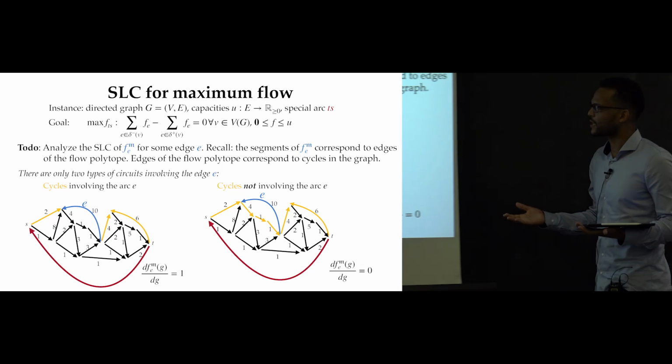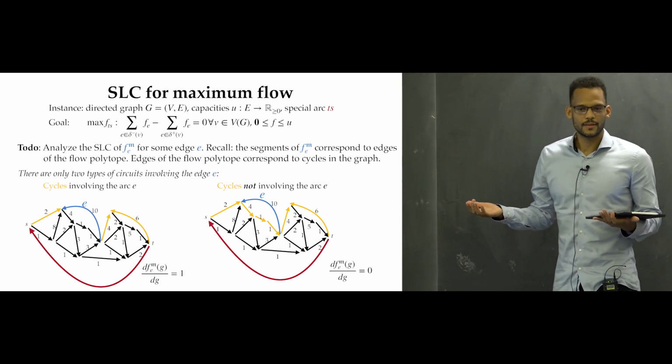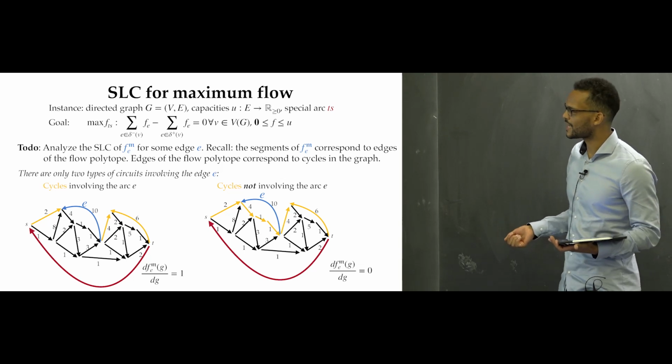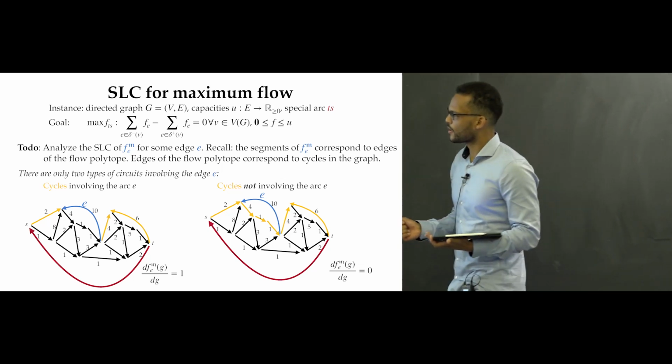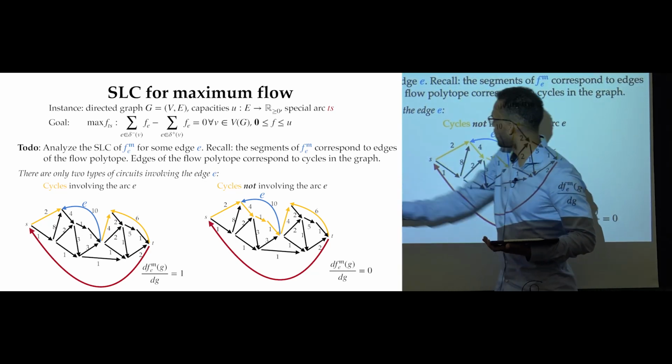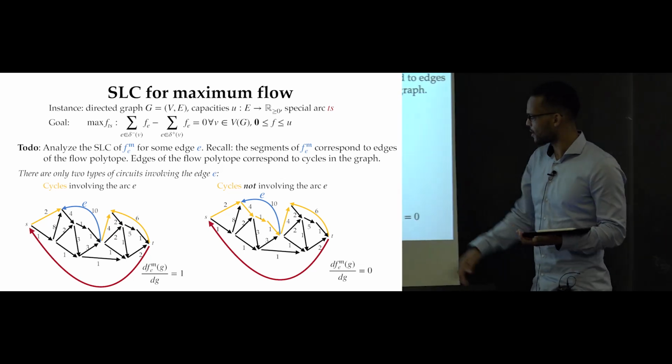Now there are two types of cycles. One type involves the edge E, for which I'm currently analyzing my SLC, and one type of cycle doesn't involve it. So here we have some cycle in the residual graph that involves edge E, and here it avoids edge E. Okay?